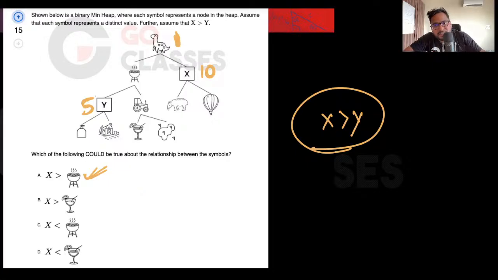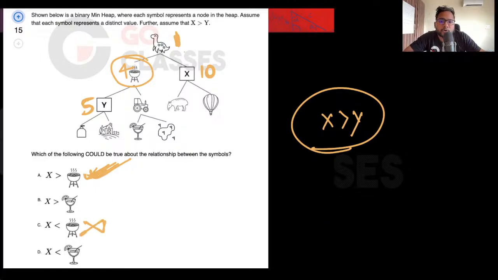So basically, what they're asking is the relationship between only these two symbols and x. Tell me, can x be greater than this particular one? They are saying just could be. See, since this is 5, this has to be less than that, right? This should be something like 4 because all numbers are distinct. So this has to be lesser because this is a min heap and it will be in increasing order. Then x has to be greater than this. So that is why this is true, and this cannot be true.